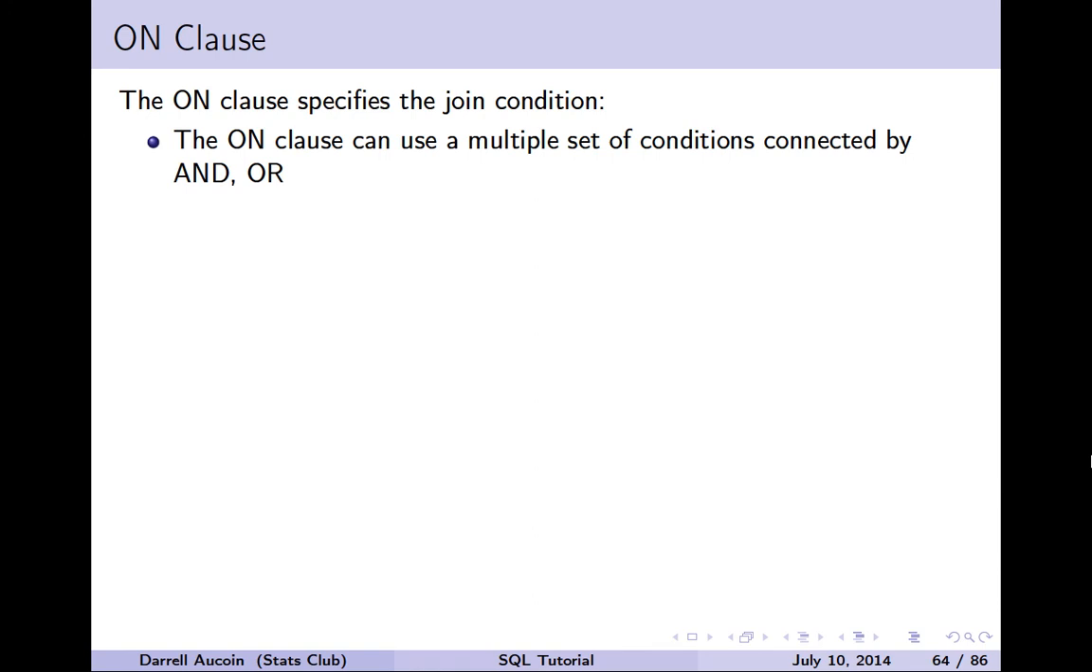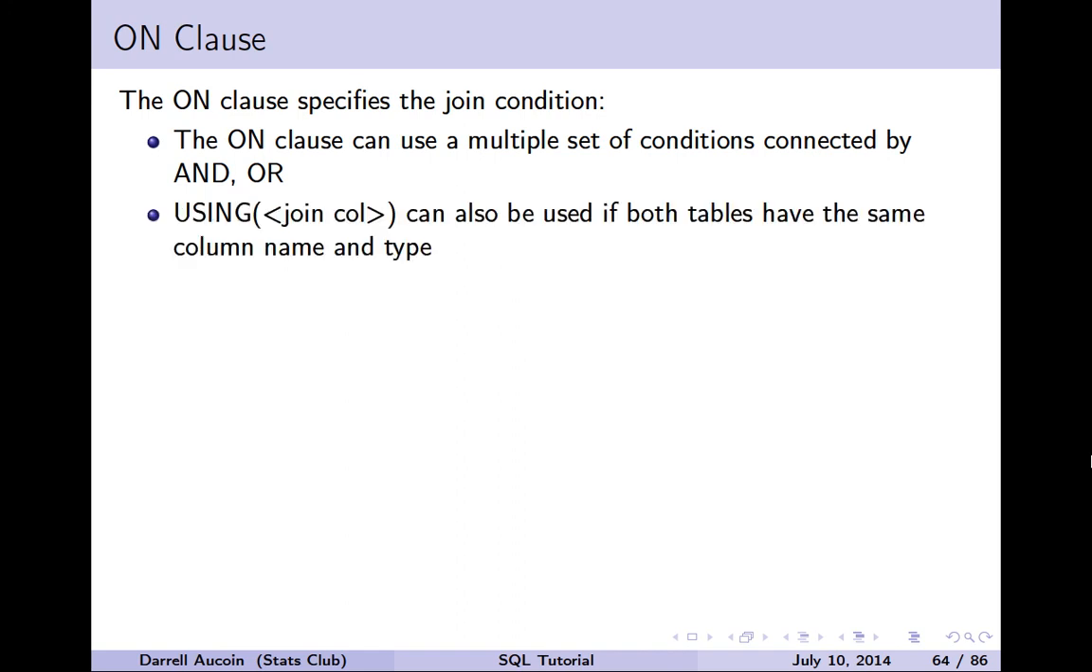The on clause specifies the join condition. The on clause can actually have multiple sets of conditions connected by and or. There's also using. Using is basically the same thing as the on clause, but when the columns of 2 tables are exactly the same and have the same data type.